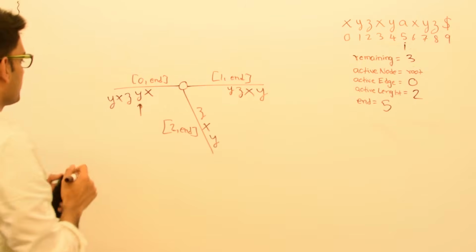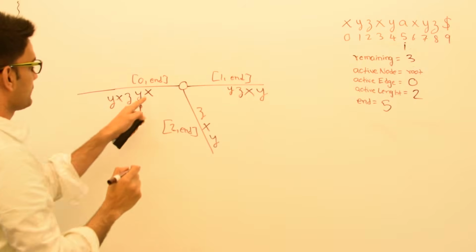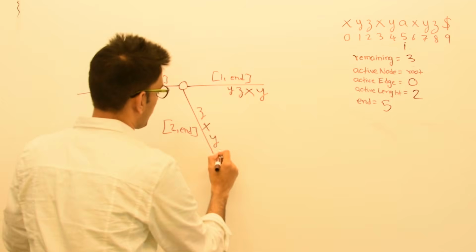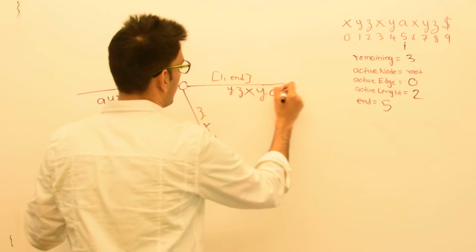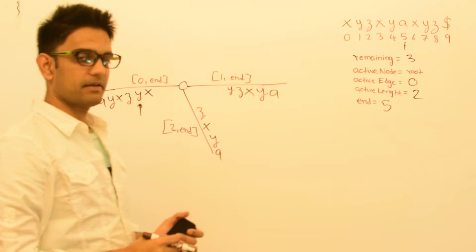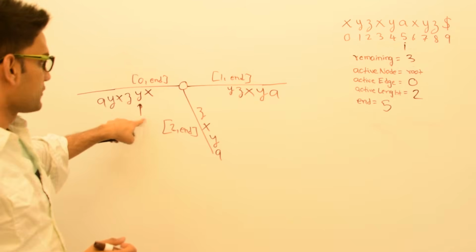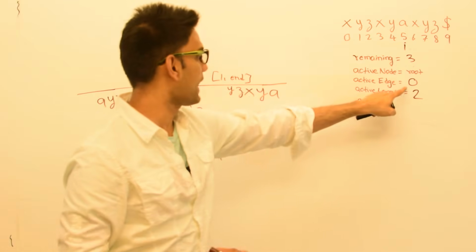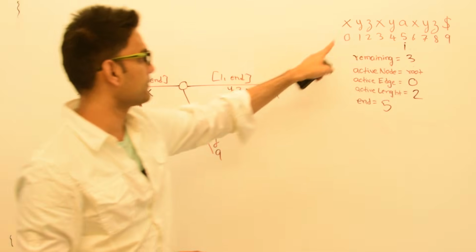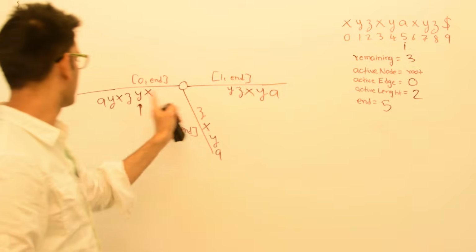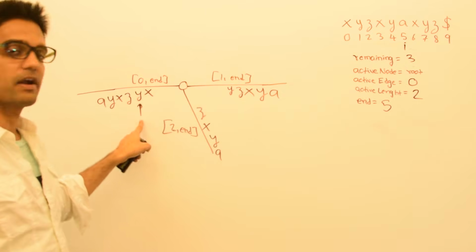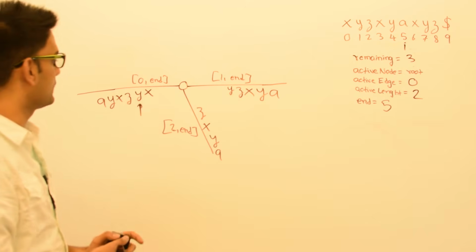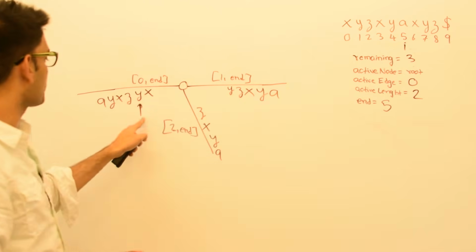So as soon as end becomes 5, this edge is really representing x, y, z, x, y, a. This is really representing z, x, y, a, and this is really representing y, z, x, y, a. Then, this is our active point, which we can derive from here. Active node is root, active edge moves in the direction of x, because index of x is 0, and active length is 2. So move 2 in the direction of x. So this is where we are starting our phase, and we check from here, is the next character a, which is what we are looking for? So the next character from here is not a.